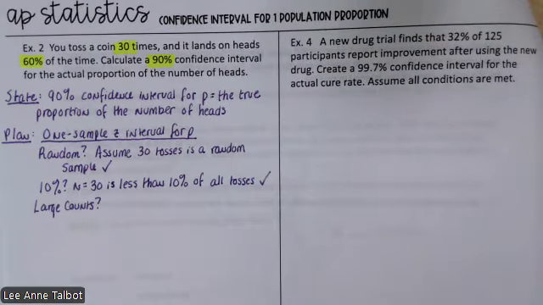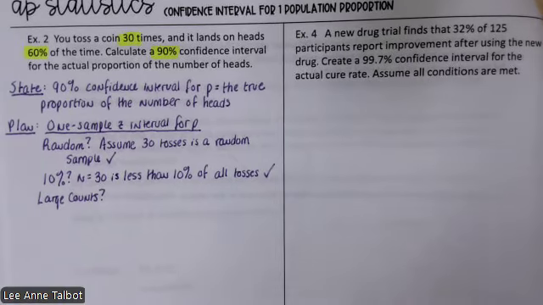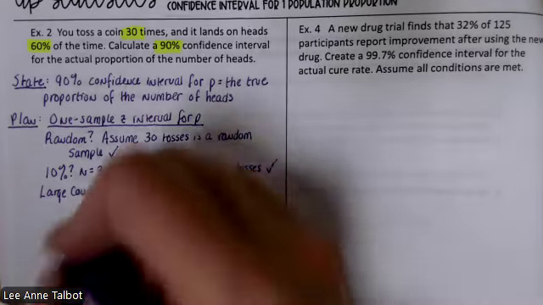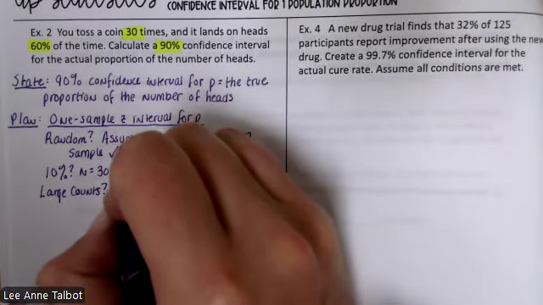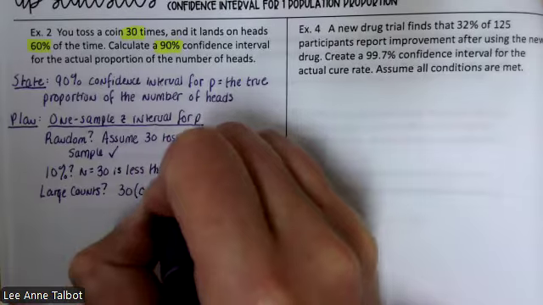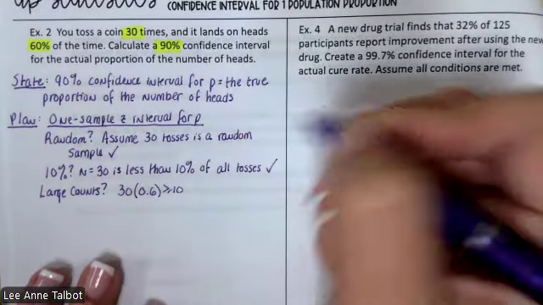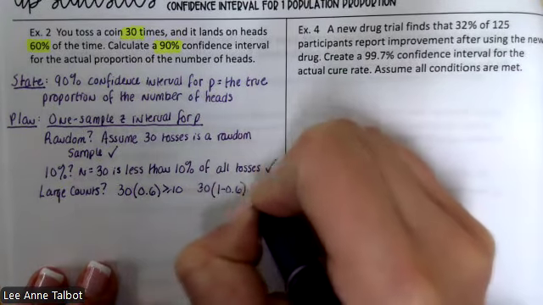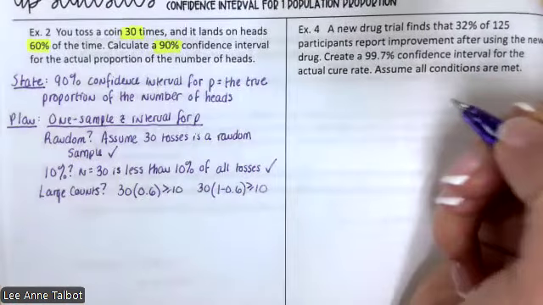Okay. Now on this one, I have spoiled you with giving you the number of successes and failures in these problems. This one doesn't have it. It says you toss a coin 30 times and it lands on heads 60% of the time, which means you've got to go back to n times p. Don't forget n times p is still a thing. So n times p is greater than or equal to 10, and n times 1 minus p is greater than or equal to 10.